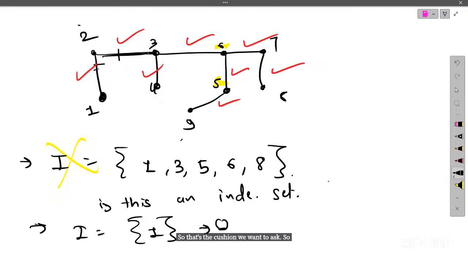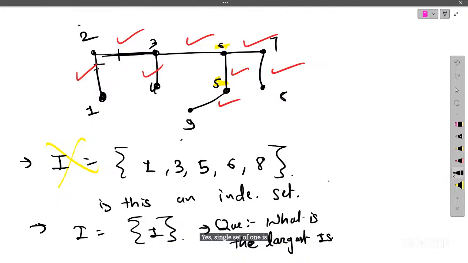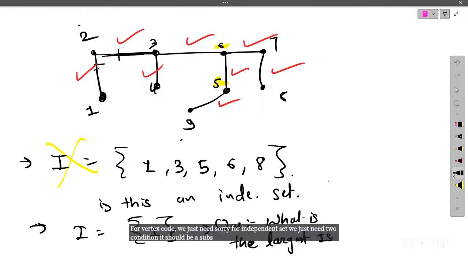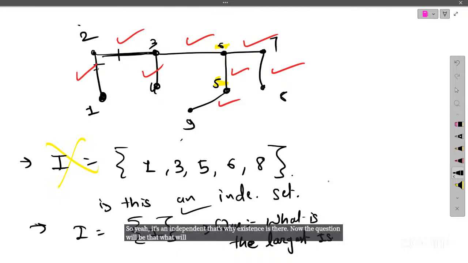So here the question will be, what is the cardinality, or what is the largest independent set? Ma'am, a small clarification. Even a set of one is also an independent set, right? Yes, a single set of 1 is also an independent set, because for an independent set we just need two conditions. It should be a subset of the vertex set, and every vertex should be non-adjacent. Here there is no other vertex for comparing the non-adjacency behavior, so yes, it's an independent set. That's why existence is there. Now the question is what will be the largest independent set we can form?